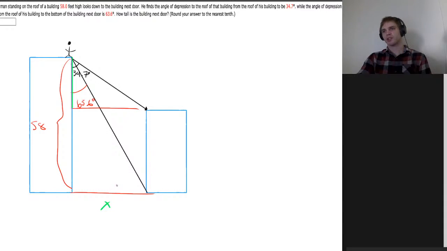I want to find this thing first. So let's find x here. If this angle is 63.6, that means this angle is the complement of that. So 90 minus 63.6 is 26.4. This is 26.4.